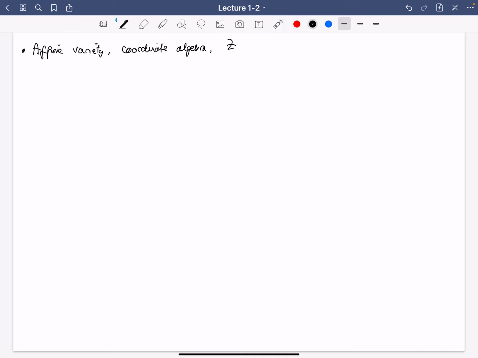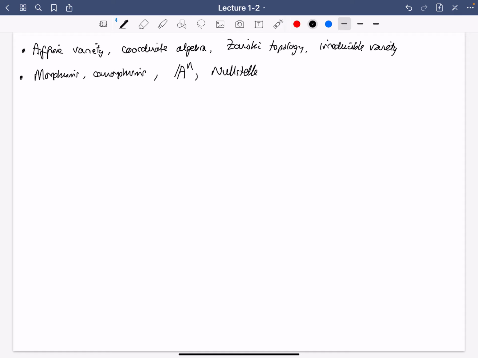And the Zariski topology. And using that, I also talked about the notion of an irreducible variety. Those are the ones whose coordinate algebra is actually an integral domain. And then we talked a little bit about morphisms and comorphisms. Maybe I talked about the Nullstellensatz, which really boils down to checking it for affine n space. Okay, so that's where we've got to.